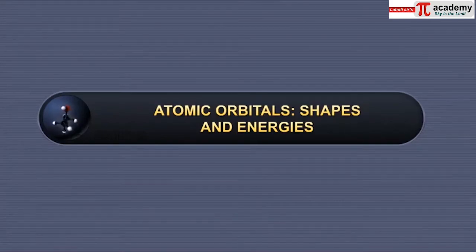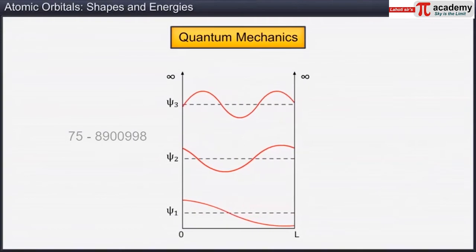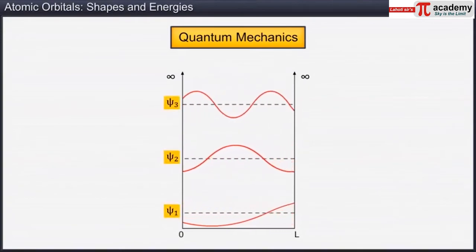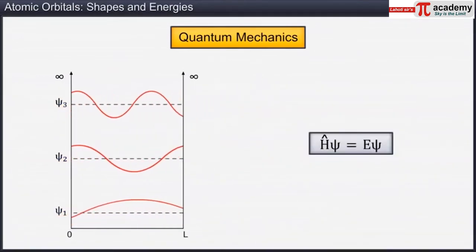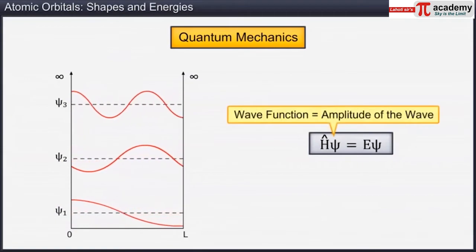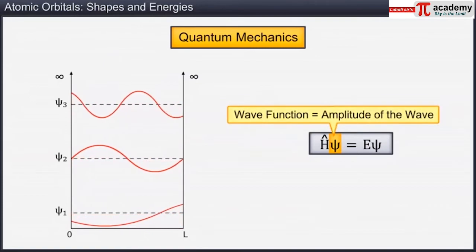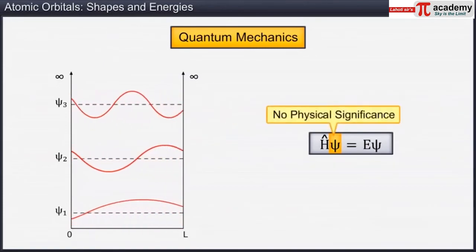In this module, you will learn about the shapes and energies of atomic orbitals. We have already learned that in quantum mechanics, all the properties of a system are expressed in terms of a wave function. This is obtained by solving the Schrödinger's equation. The wave function, psi, is a mathematical function that represents amplitude of the wave. It does not carry any physical significance.